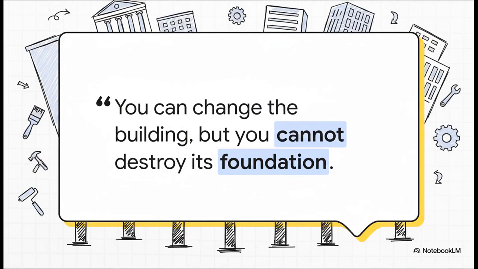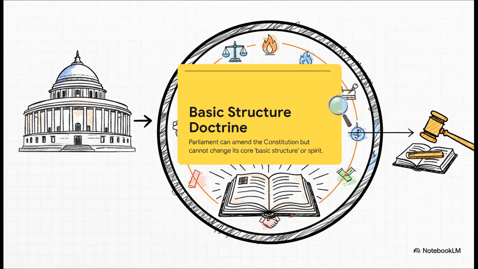And then, in 1973, in a legendary case called the Kesavananda Bharati case, the Supreme Court finally gave an answer, and they used this perfect analogy. They said, look, think of the Constitution as a building. You can change it, you can renovate it, repaint the walls, add a new room, but you cannot, under any circumstances, destroy its foundation. And that powerful idea, my dear students, is called the basic structure doctrine.